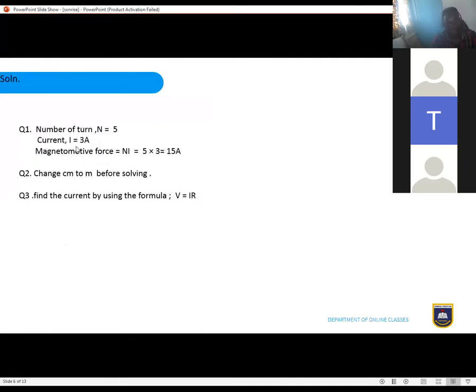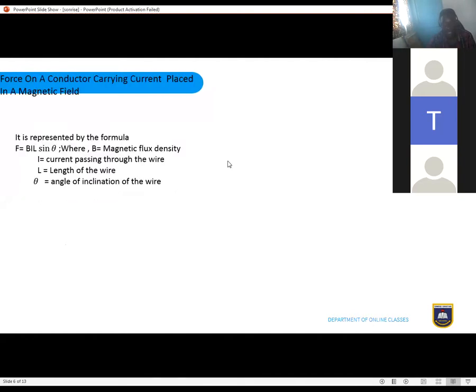So this is how you go about it. Question one is 15 ampere turns. And this one also, I said change the centimeter to meter before solving. I didn't solve it. And this one also, find the current by using the formula V equals IR. Then you solve using the same approach.